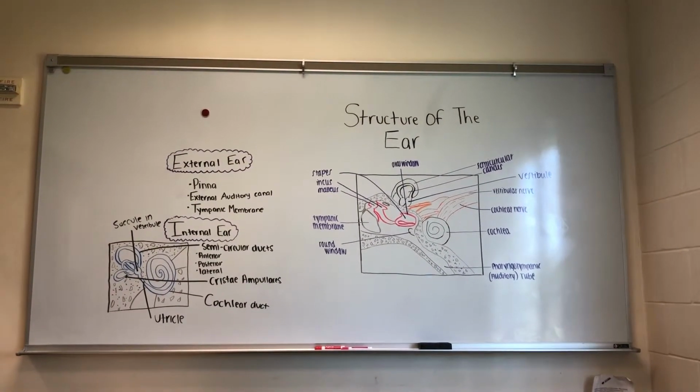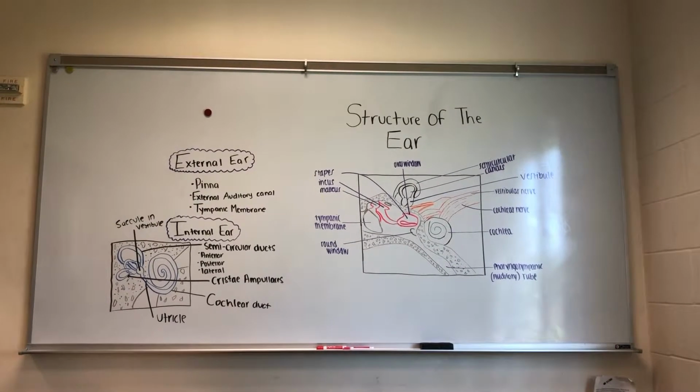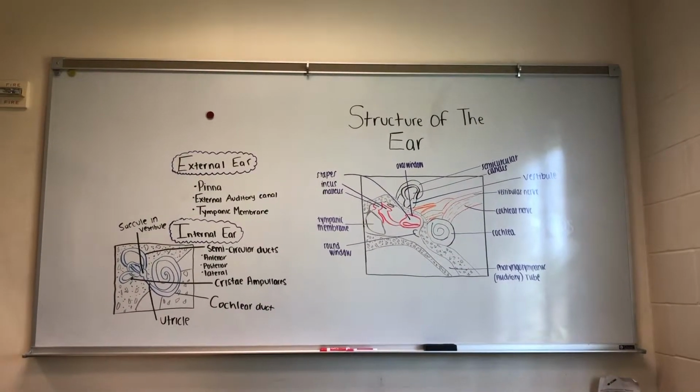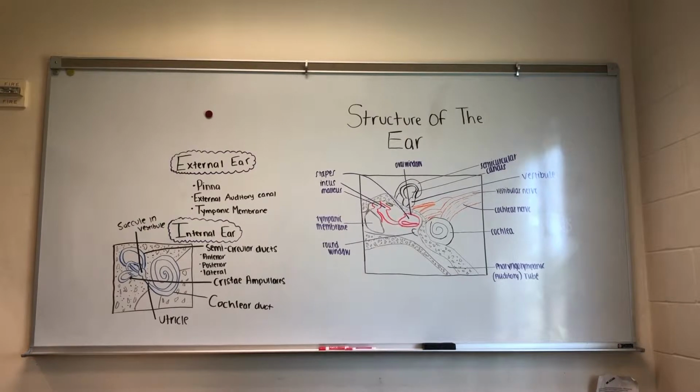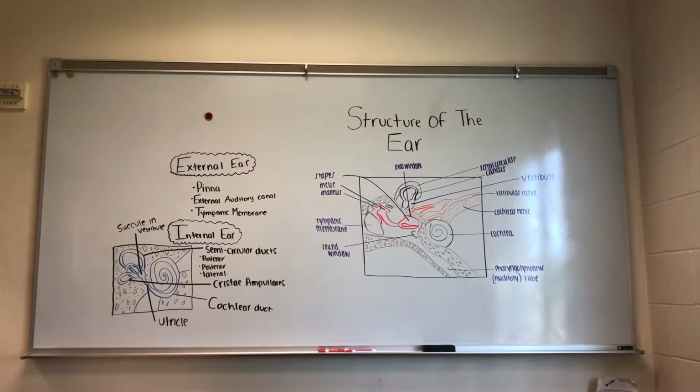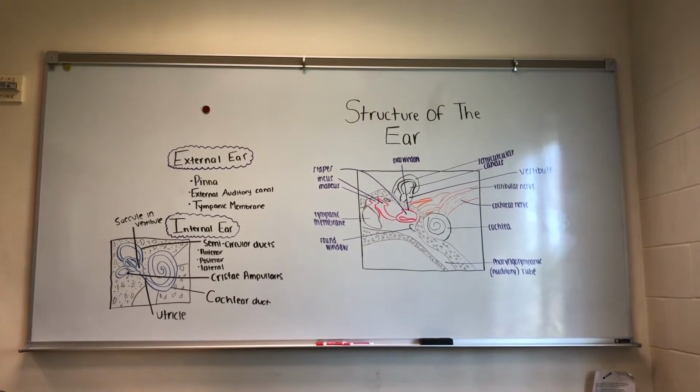Next is the ampulla, which houses equilibrium and contains the crista ampullaris. Lastly is the cochlear duct, which is filled with endolymph inside the cochlea and houses the organ of Corti.